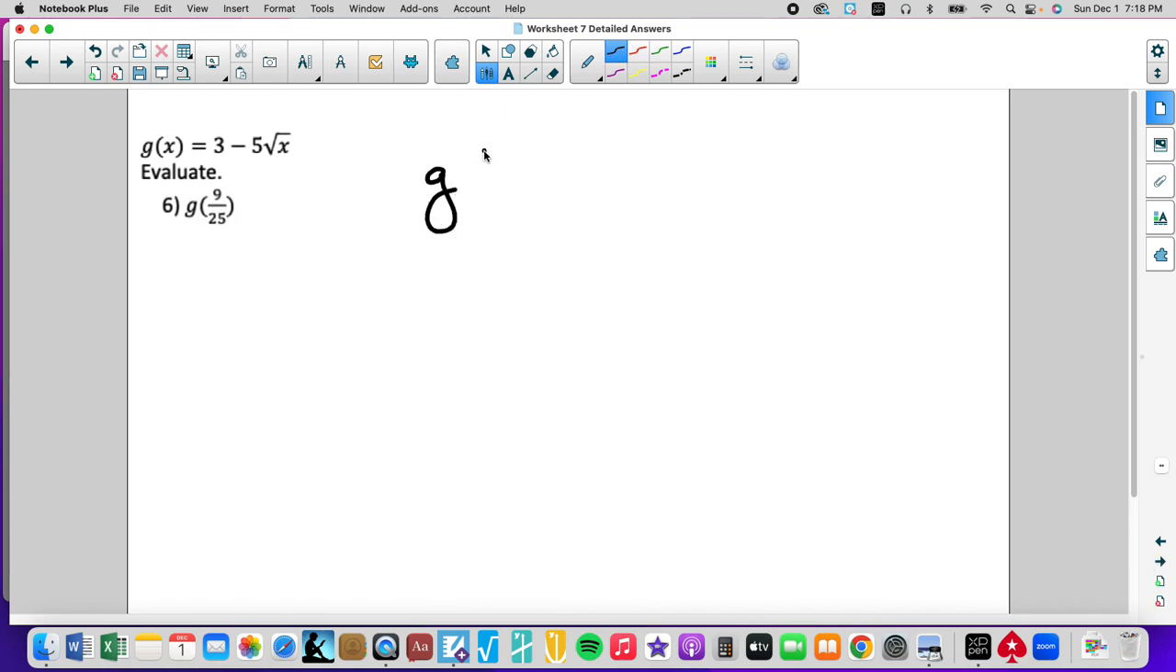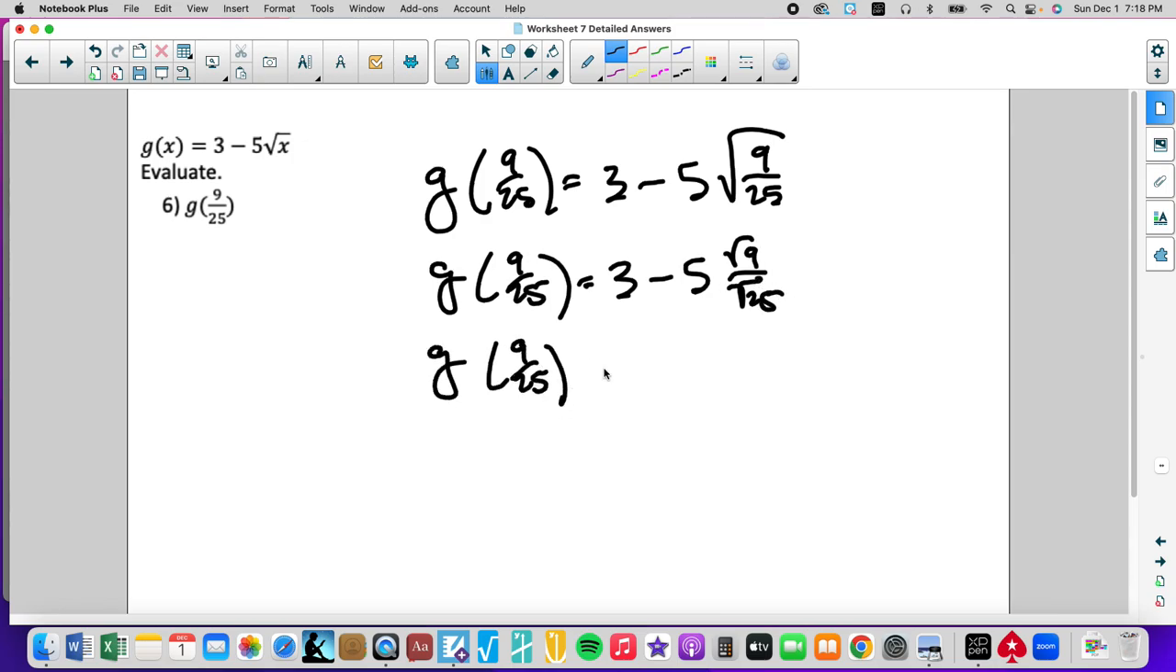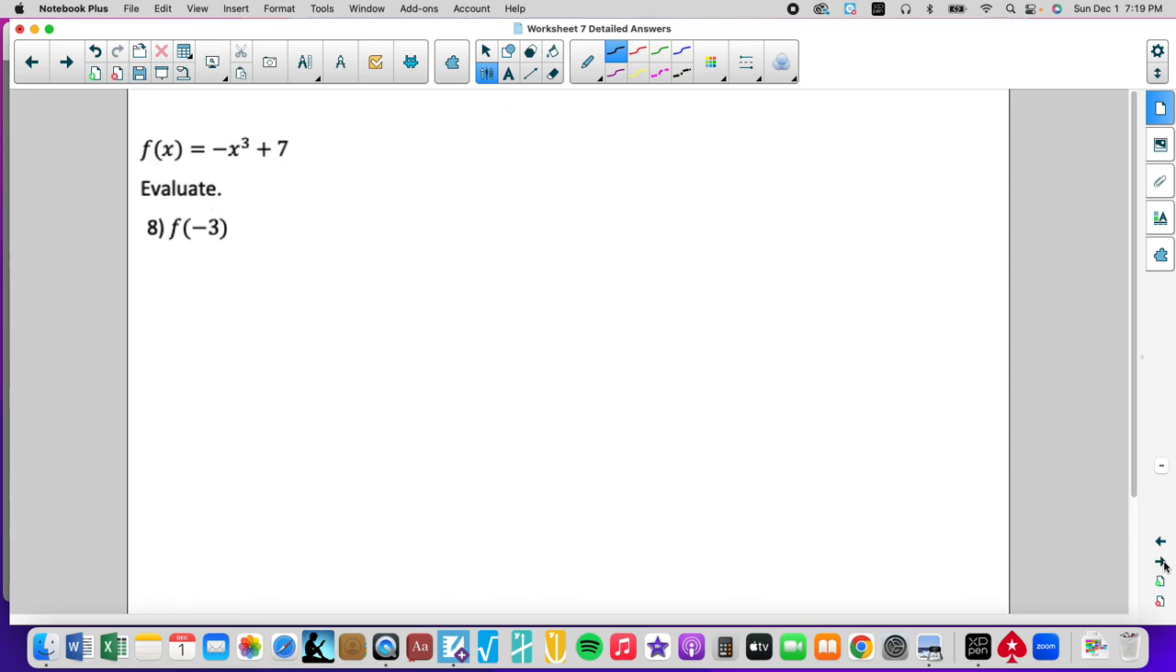9 25ths, so g of 9 25ths equals 3 minus 5 times the square root of 9 25ths. We again will separate those instead of turning it into a decimal. It's just easier because we notice that those are two perfect squares. We should know our perfect squares, a handful of perfect cubes, and that's going to be 3 times 3 over 5. We again can cancel, and we get 3 minus 3. So g of 9 over 25 equals 3 minus 3. Oh, I'm very lazy with my pen tonight. G of 9 25ths equals 0. It's a good one. I like this.